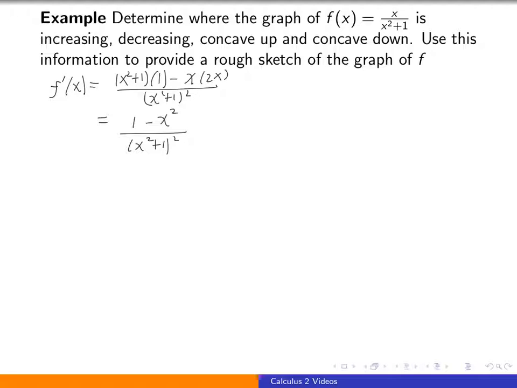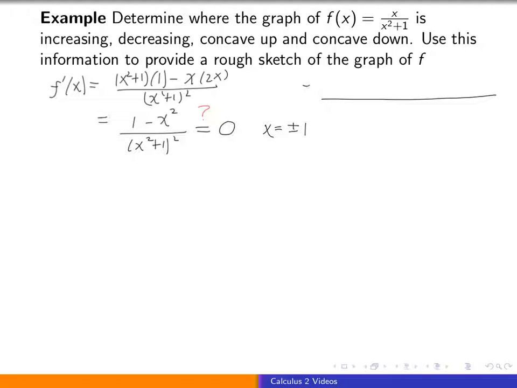To find those intervals of increase and decrease, we need to think about where this derivative is equal to 0. And where it is equal to 0 would occur when the top is 0. And notice where the bottom is 0, technically you can also change sign, but x squared plus 1 is always a positive quantity, so here we really only need to worry about where the top is 0. So the critical point would be x equals plus or minus 1.